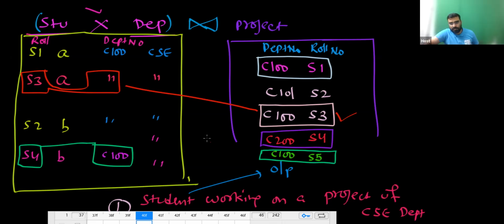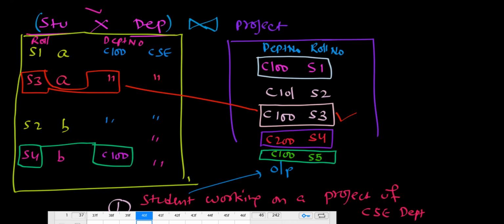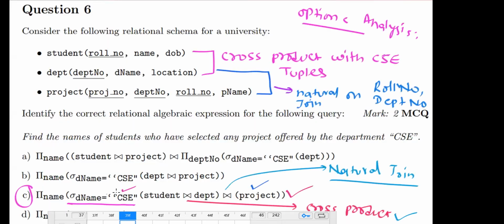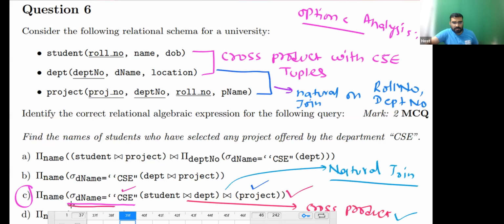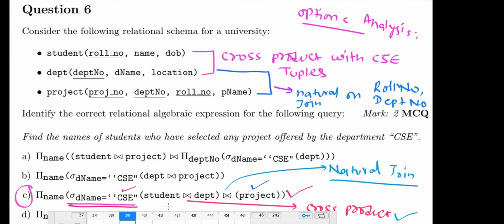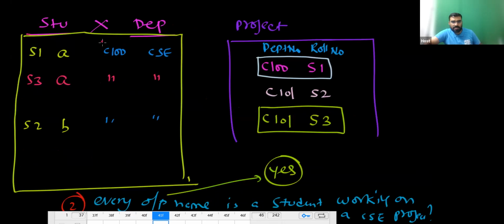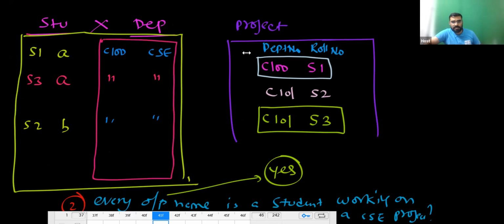But that will not happen, because we have chosen a CSE department. Already here you have CSE department tuples. Yeah, got it. You only have CSE department tuples. See this, you only have purely CSE department tuples here. Is this clear? Only CSE department tuples you are getting here.